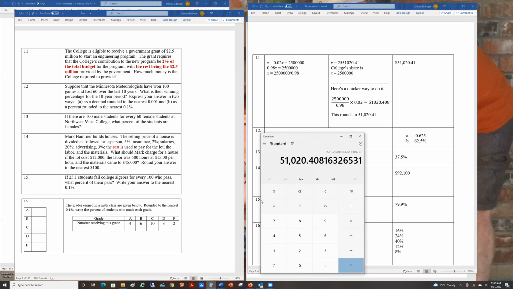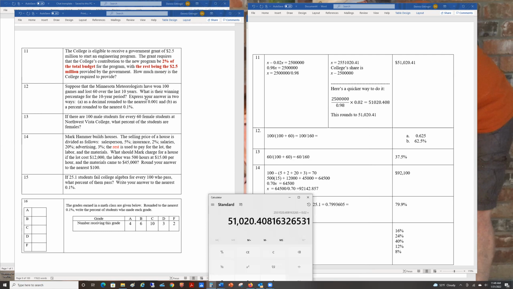Now, 12 and 13, you're looking for the winning percentage again, very much like the Spurs game. I'm not going to try to give you too many problems that are repetitious like this. So I'm thinking about having a test that's shorter than 16 problems. It doesn't have to be games. You could have 100 men for every 60 women at the college. And the percent that are women is the number of women, 60 for every 100, divided by the total number of individuals, 100 plus 60, and that's 37.5%.